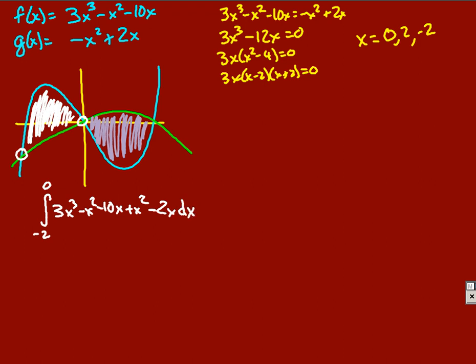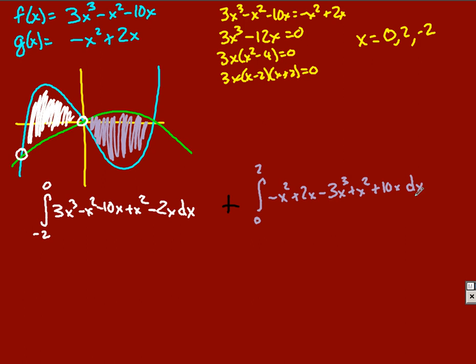Now I also have the second integral, so I'm going to have to add here in the middle, and I'm going to do this other integral, which will go from 0 to positive 2. Now in this case, what's on top is going to be the quadratic, so negative x squared plus 2x, and then subtract the bottom, so minus 3x cubed plus x squared plus 10x dx.